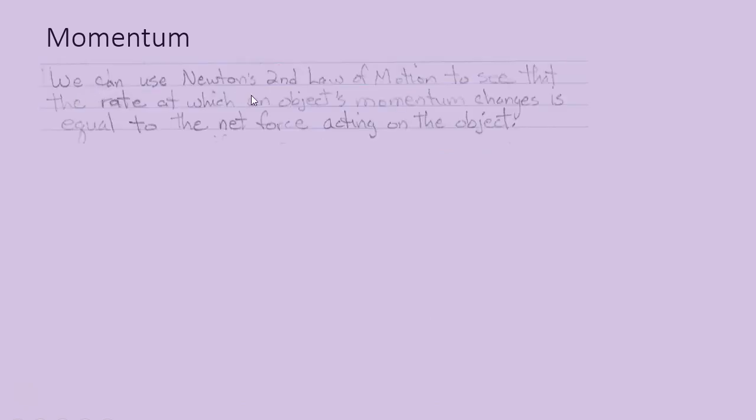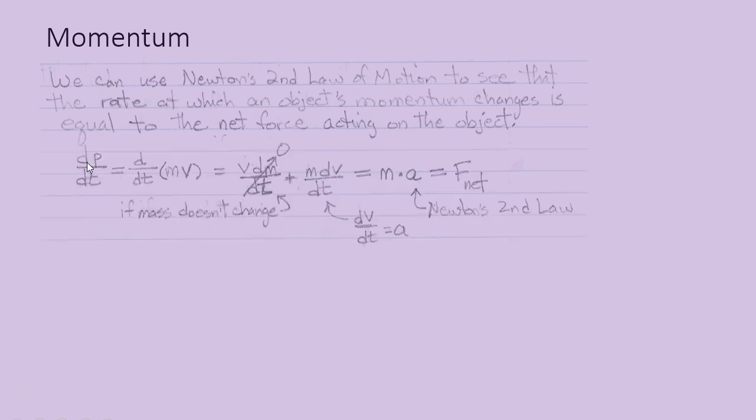Let's talk about what causes momentum to change. We can use Newton's second law of motion to see that the rate at which an object's momentum changes is equal to the net force acting on the object. And here we'll go ahead and take dp/dt, that's the rate at which momentum changes, and we can express the momentum as mass times velocity. Using the chain rule, this gives us v dm/dt plus m dv/dt. We're going to assume that the object's mass doesn't change with time, and that leaves us with the rate at which momentum changes is mass times dv/dt.